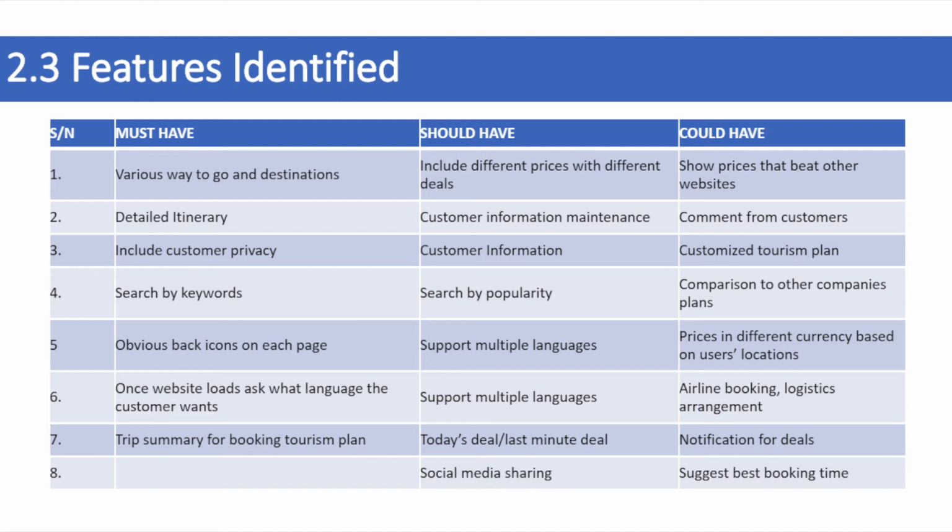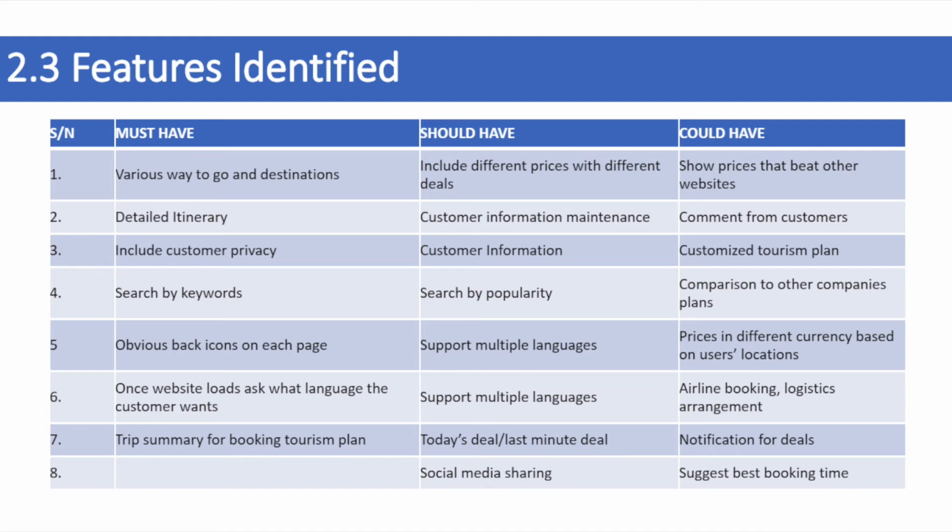The should-haves were listed as including different prices with different deals, customer information maintenance, search by popularity, support for multiple languages, today's deal and last minute deal, and social media sharing. We should have a wish list embedded and a theme for comparison.